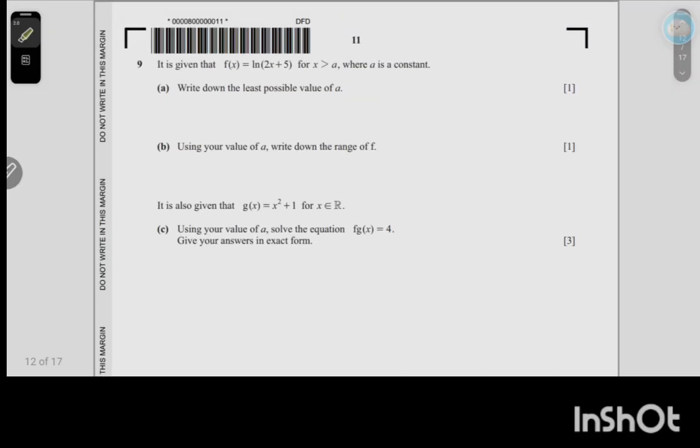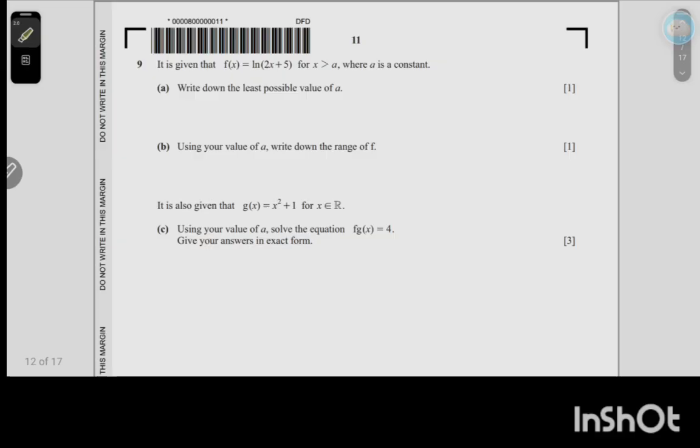For this question, first of all, it is given that f of x equals log of (2x plus 5) for x greater than a, where a is a constant. Write down the least possible value of a. Using your value of a, write down the range of f. It is also given that g of x equals x square plus 1. First of all we have to solve this one.